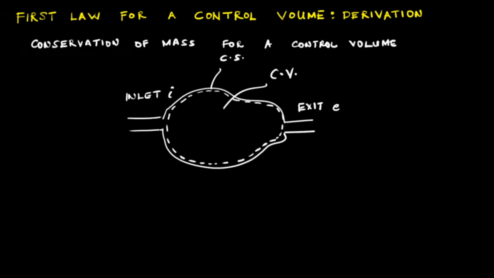Through this control surface, mass can enter and exit the control volume. Let's say the mass flow rate at the inlet is m dot I, and the mass flow rate at which the substance exits the control volume is m dot subscript E. Now, to apply the conservation of mass for the control volume, we can start with a control mass. Note that a control mass is a system through the boundaries of which there is no mass transfer. That means the mass of a control mass system remains the same.